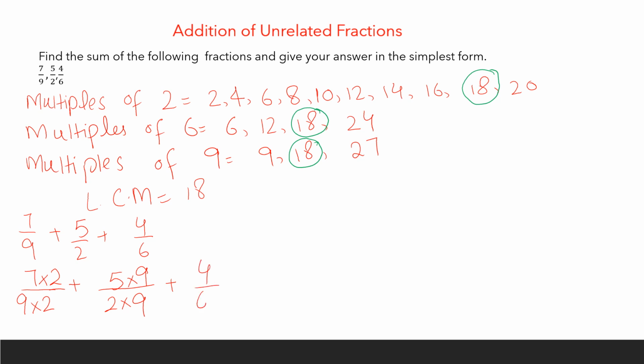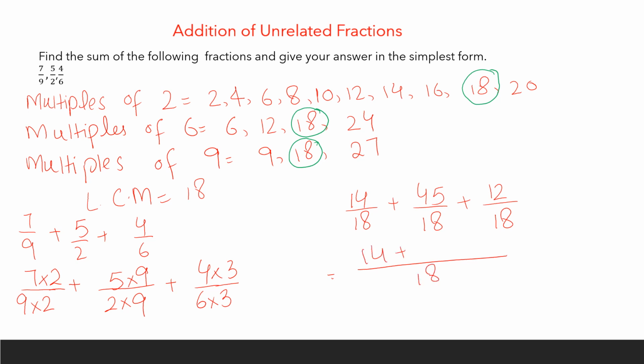And then it will be 4 by 6. And 6 multiplied with 3 will give us 18. So similarly, 4 multiplied with 3 will give us 12. Now our fractions will be 14 by 18, plus 5 times 9 is 45 by 2 times 9 which is 18, and 4 times 3 is 12 by 6 times 3 which is 18. Now our denominators are equal, so we can easily find the sum of these fractions. We just need to add the numerators. 45 plus 14 will be 59, and 59 plus 12 will be 71 by 18.